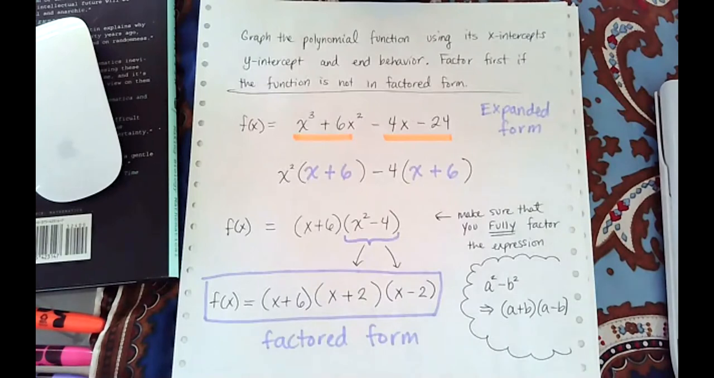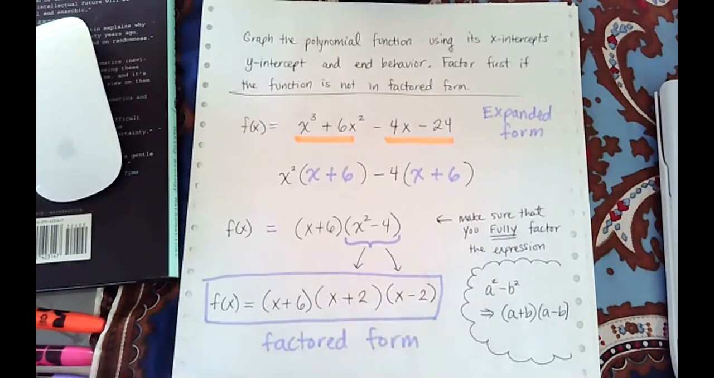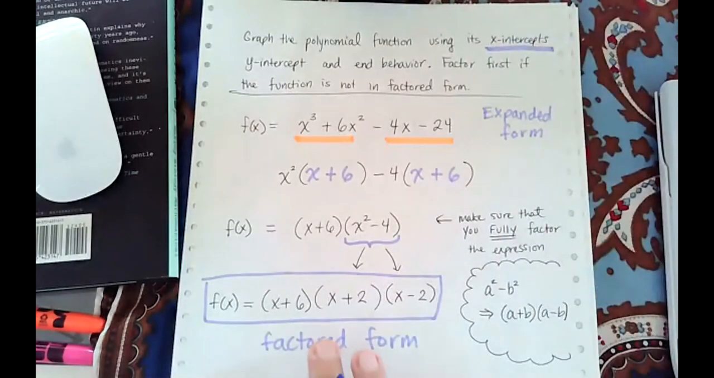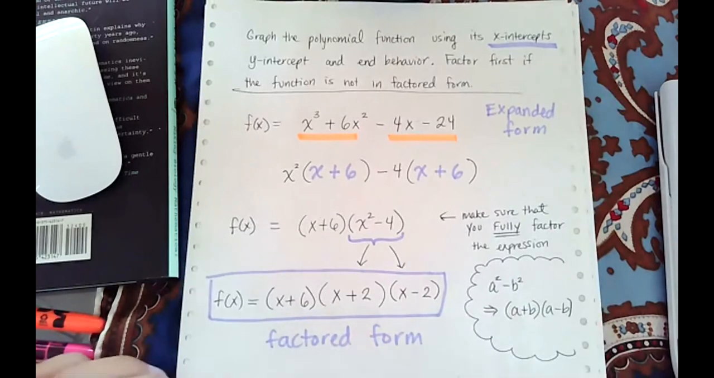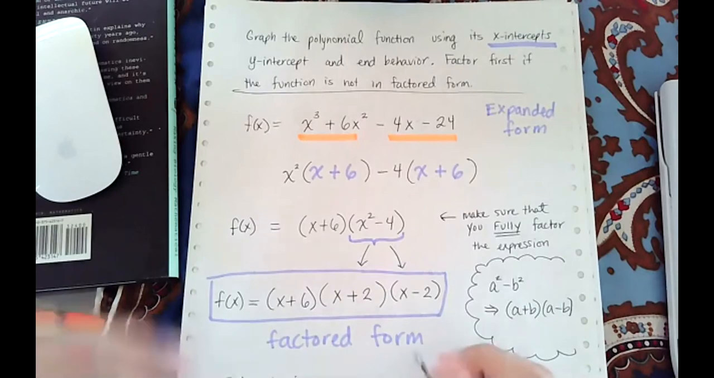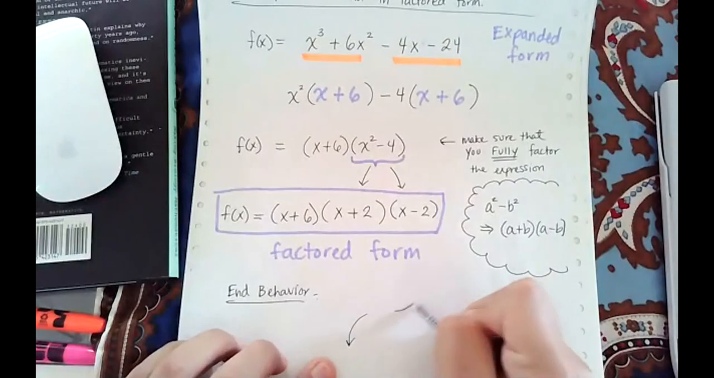Okay, like I said, this is just pre-processing the question. We want to get this function in factored form because it will be so much easier for us to find the x-intercepts when this thing is in factored form. Right now we could definitely tell what the end behavior of this function is. So if we wanted to, we could say the end behavior of this function should look like this.